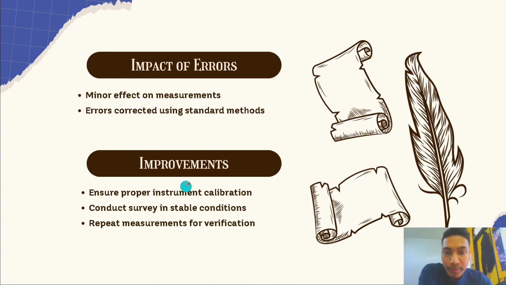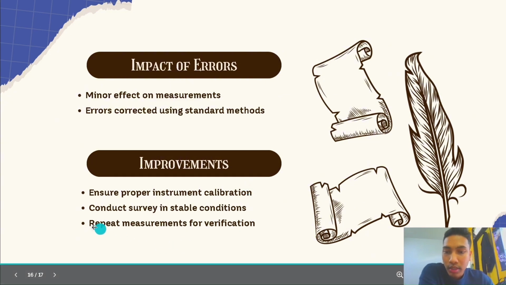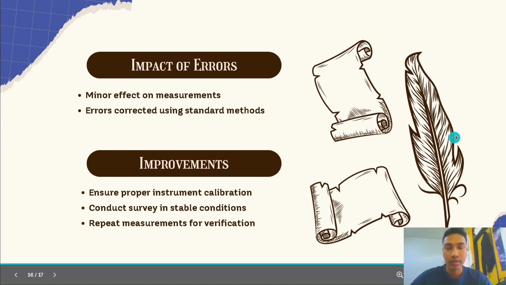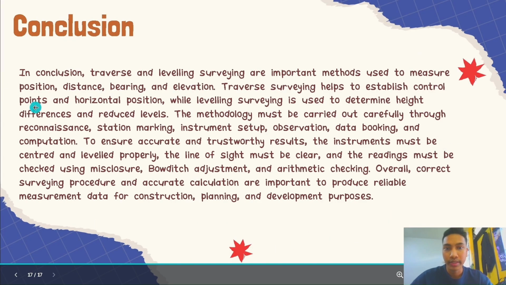And as for the improvements, we want to ensure proper instrument calibration. We want to conduct the survey in stable conditions, stable weather, and we want to repeat the measurement for verification. So that after we repeat the measurement, we total up and calculate the average so that we get the most accurate result. Okay, I think that's all from me.